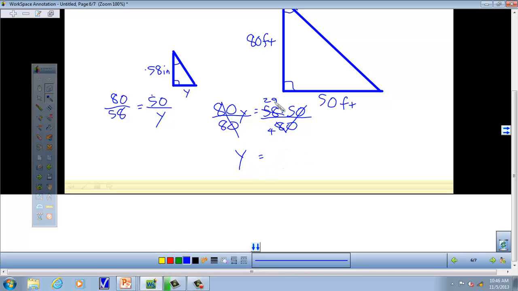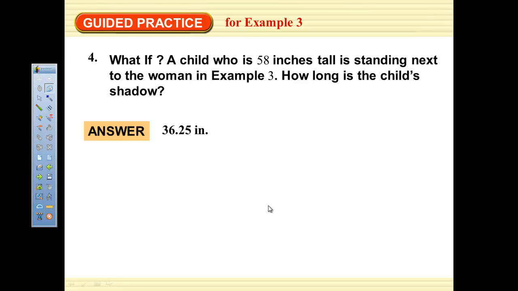So if we calculate that out, y is going to be equal to 29 times 5 is 145 over 4. And that equals 36.25 inches. Okay? There you go.